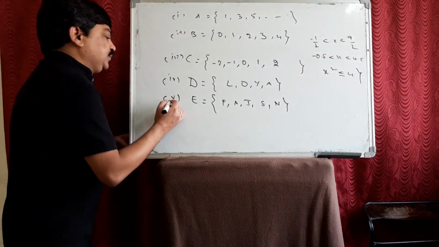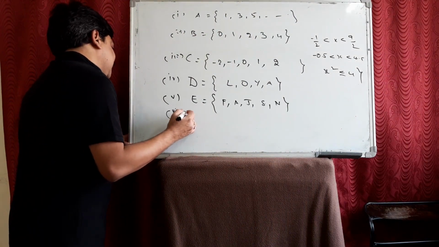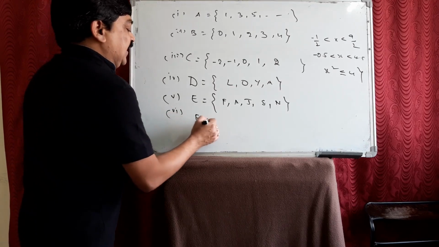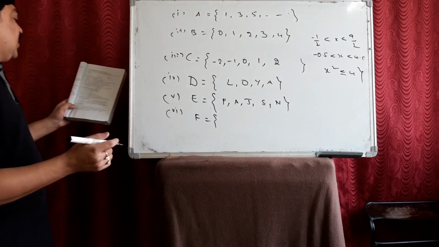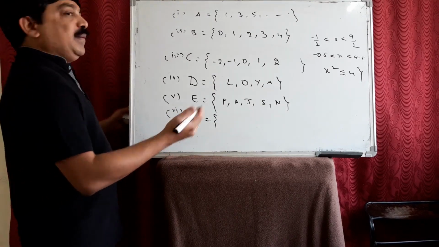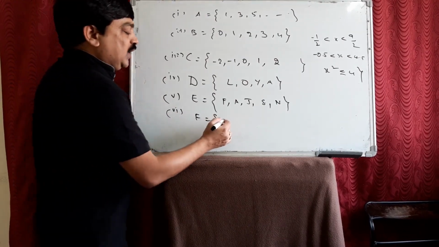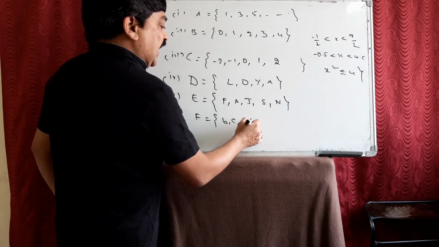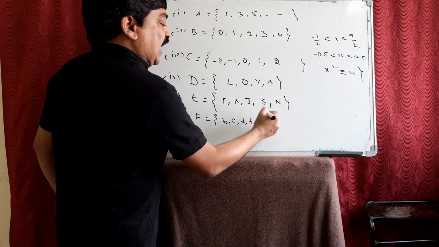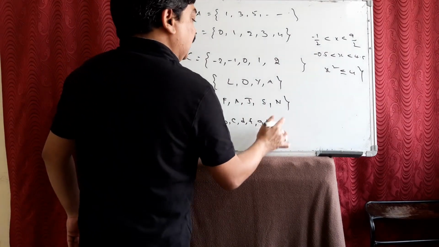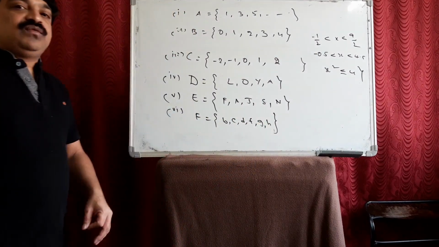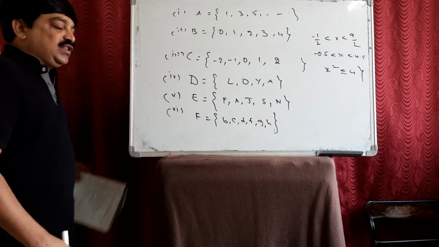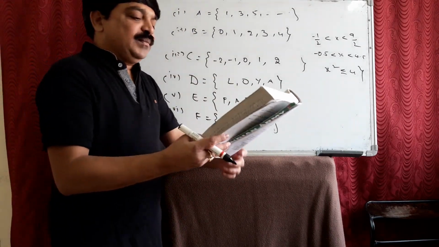Now, sixth one. F: x is a consonant in the English alphabet which precedes K. Before K, what are the consonants? You are asked to write. Precedes means before K. Consonants: A is a vowel. B, C, D, E should not write. F, G, H, I should not write. K over. So these are the consonants which precede K. Okay? Write this.